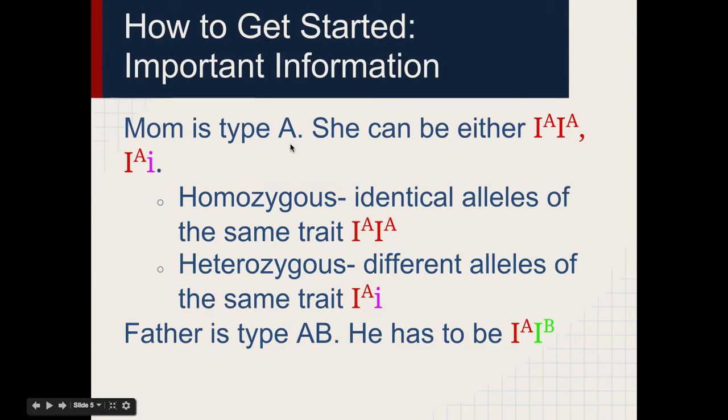It says the mother is type A, but it does not tell us whether she's homozygous, meaning she has identical alleles, IA, IA, or heterozygous, meaning different alleles of the same trait, so she can also be IA with a little i. It does tell us the father is type AB, so he can only be IA and IB.